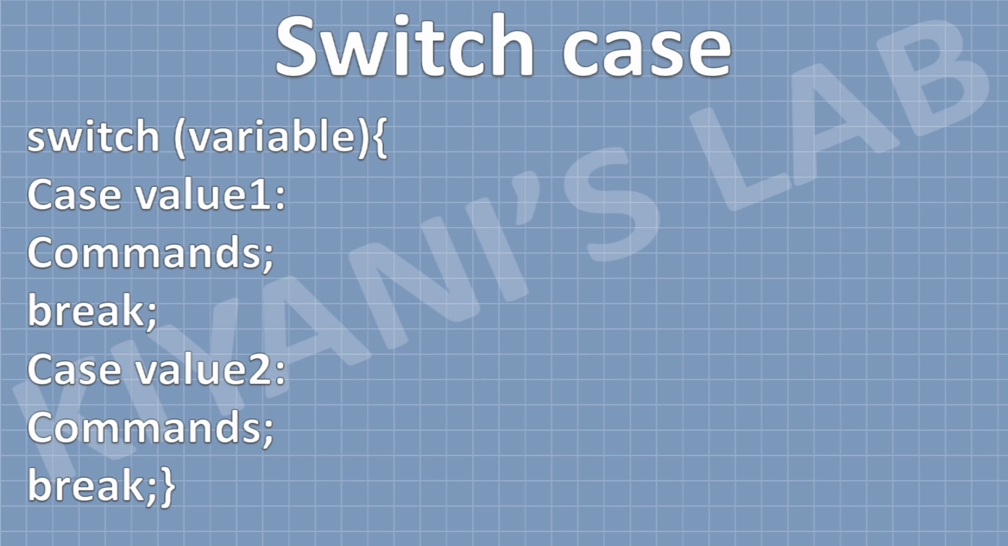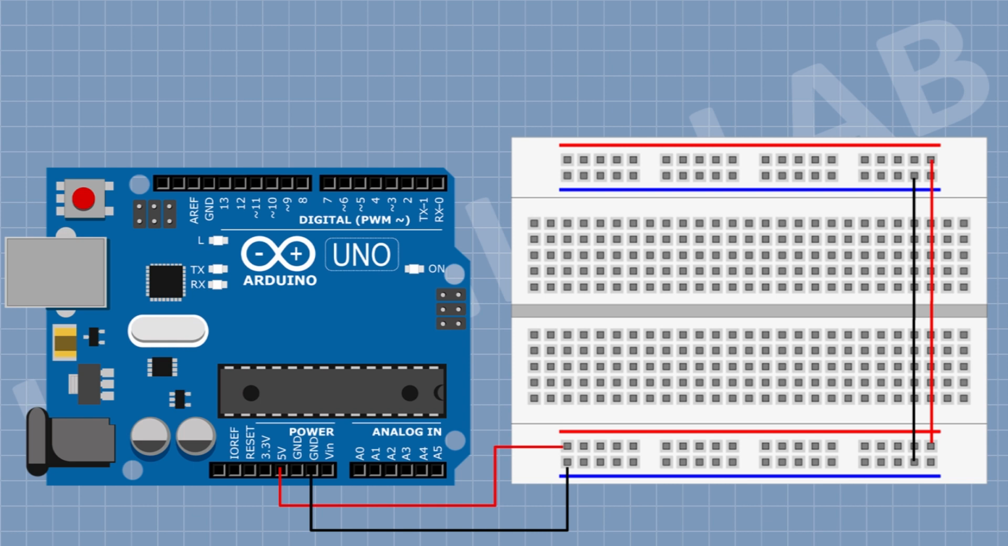Now let's make an example circuit to better understand the operation of this command. First I'm gonna connect Arduino. After that, I'm gonna connect the push button on the breadboard and connect its one pin to pin D2 of Arduino and its other pin to ground. After that, I'm gonna connect a 10K resistor and connect its one pin to pin D2 of Arduino and its other pin to ground.